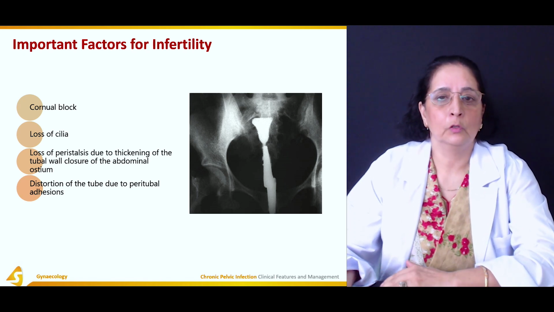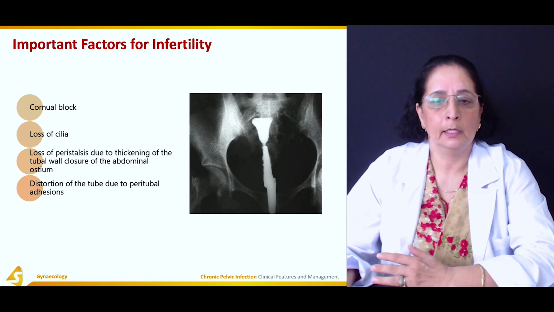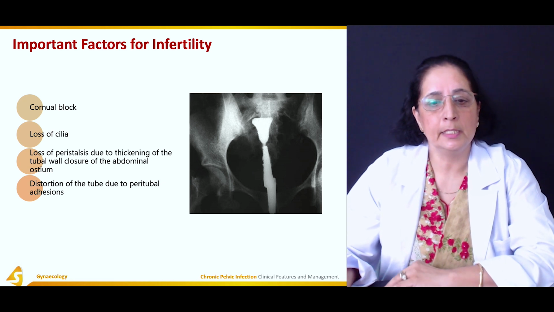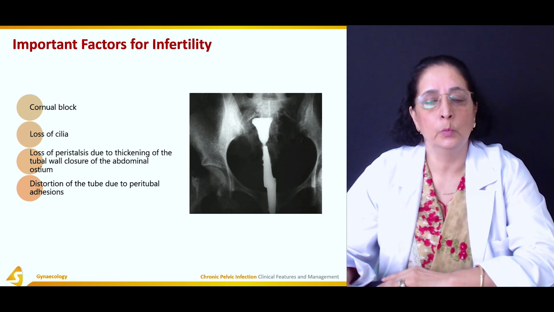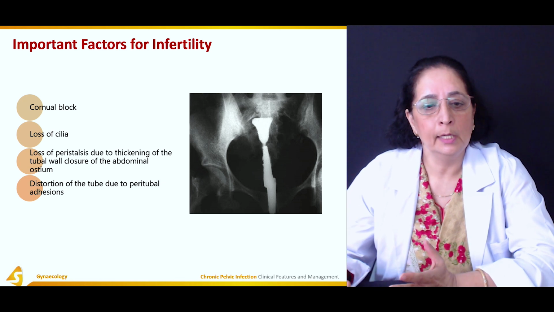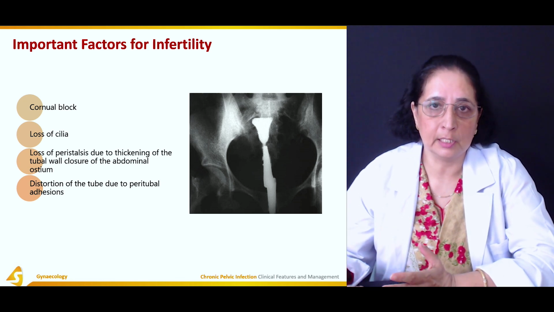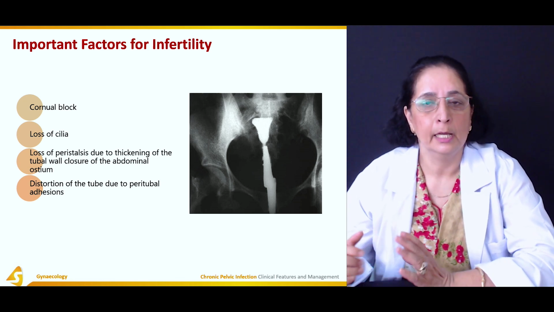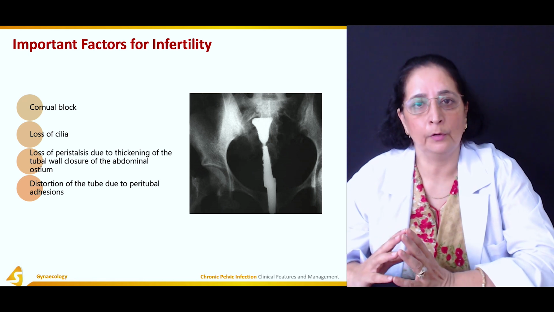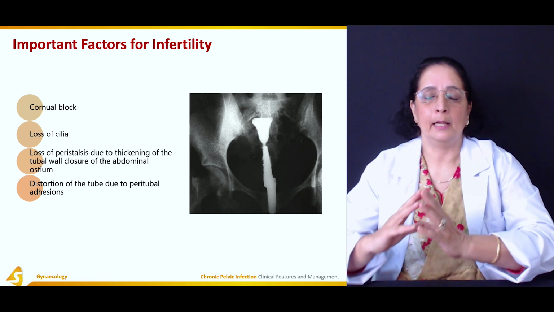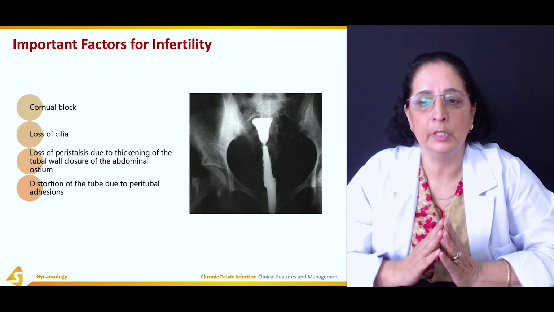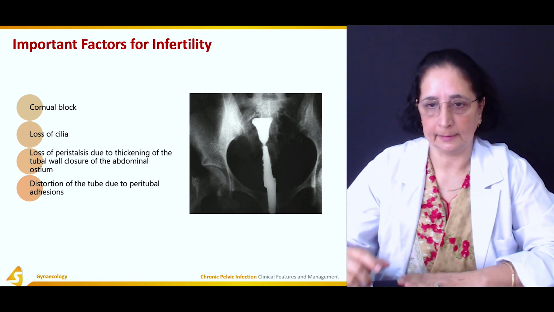Then the fourth common reason for infertility is distortion of the tube due to peritubal adhesions. Adhesions are present that lead to distortion of the shape of the fallopian tube, and this can also lead to infertility.